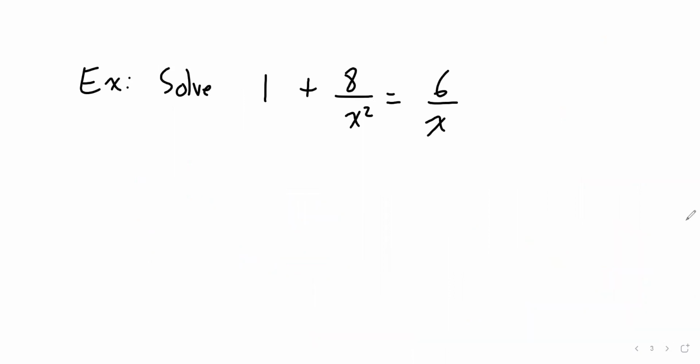Solve 1 plus 8 over x squared is equal to 6 over x. Well, it should be pretty evident that x cannot equal 0 in this one either, because we don't want a denominator to be 0. And both of our denominators would be 0 if x was equal to 0. All right, so how are we going to solve this? Well, same way we solved the last one. I invite you to pause the video and try it, but I'm about to jump into it right now.